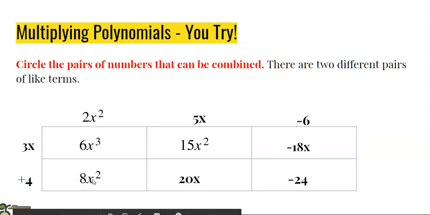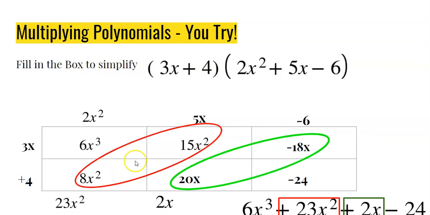So now that we have our box filled in, we can begin combining like terms. So identify the pairs of numbers that can be combined. So which numbers can we combine to be like terms? Well, in this case, notice I have two numbers once again that have x squared, the 15x squared and the 8x squared. So those are like terms. 15 plus 8 is 23. So it's a little bit cut off, so hopefully you can still see it here. Similarly, we have two numbers that have just x, 20x and negative 18x. 20 minus 18 is positive 2x.